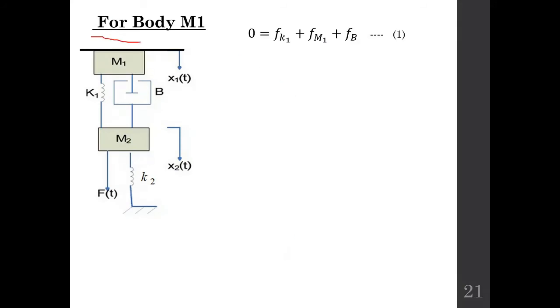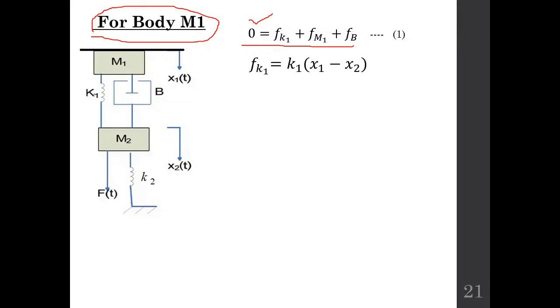Okay, so let us just discuss body m1. So this is our body m2. As we have already said, the equation of motion for this body is 0 equals F of k1 plus F of m1, and then this F of b. So this is our equation 1. F of k1. Now k1 is actually connected between this displacement point x1 and this displacement point x2.